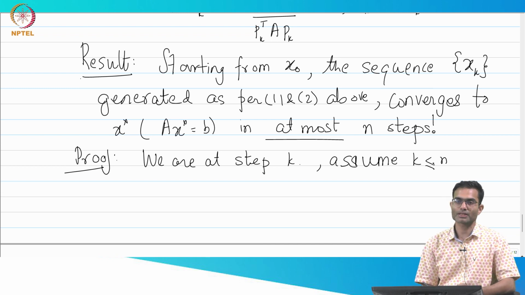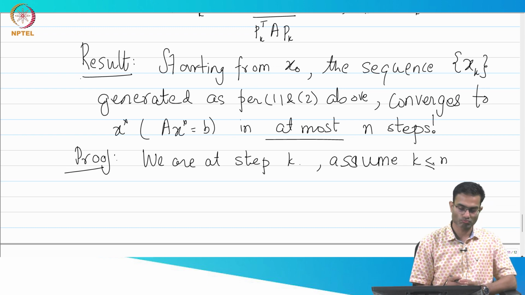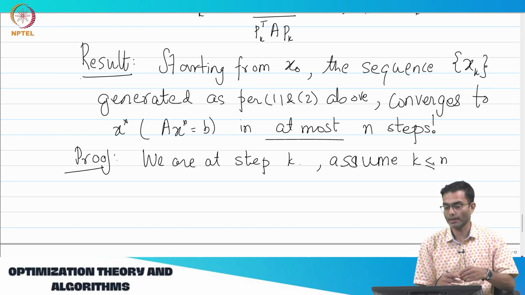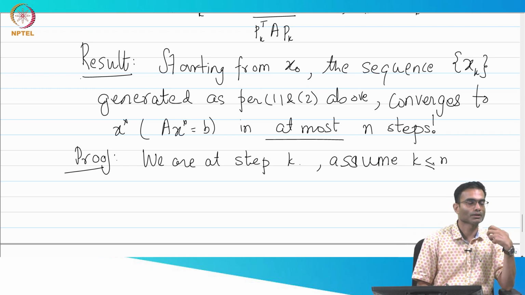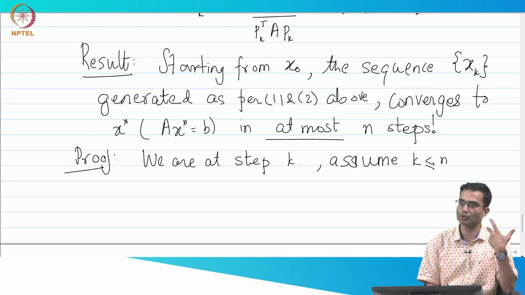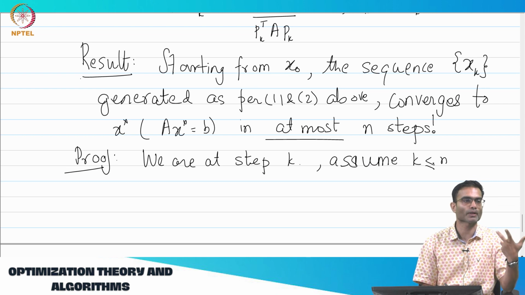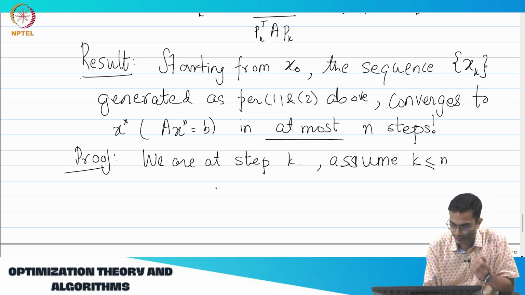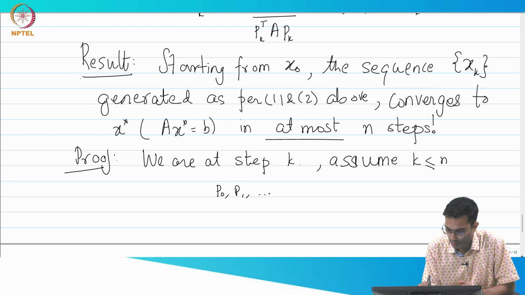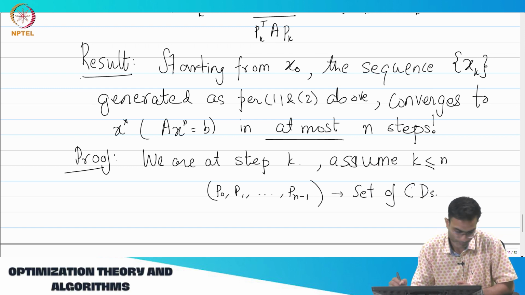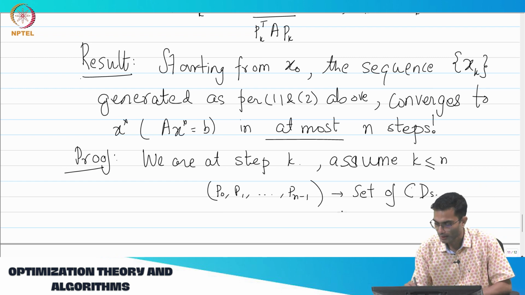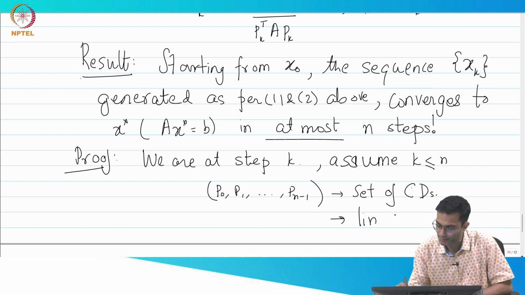Now, if I have n as the size of the matrix A, how many linearly independent vectors are possible in n dimensions? N and no more, right? So that means how many p's do I have? I have n, right? So I have p0 up to pn minus 1. This is my set of conjugate directions. And moreover, as we showed, they are linearly independent.